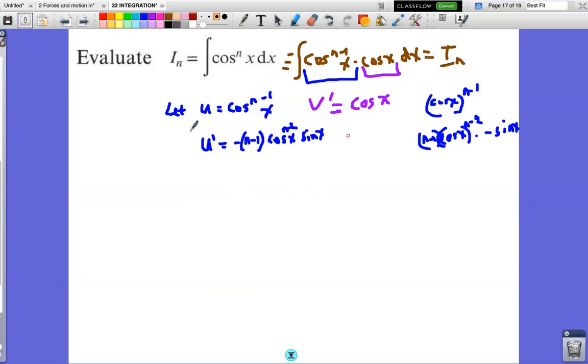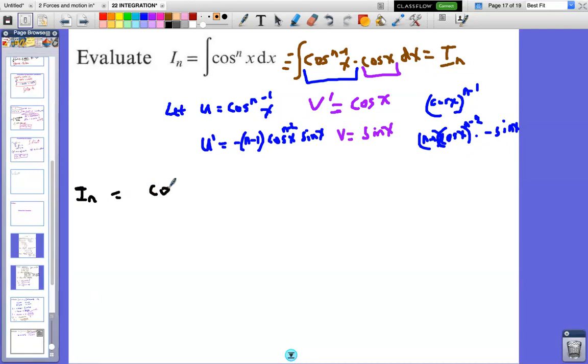And when we now integrate cos x, we get V to be sine x. So this means that our In will be uv, which is cos raised to the power n minus 1 x times sine x minus integral of this, of negative n minus 1 cos raised to the power n minus 2 x sine squared x dx, correct?